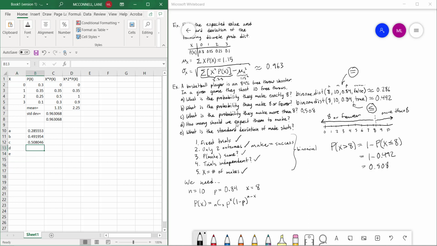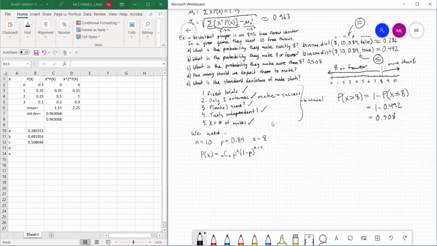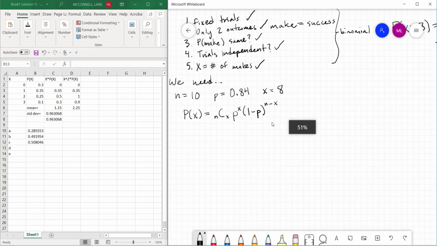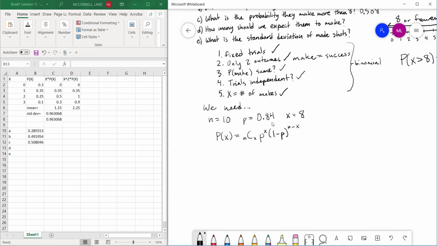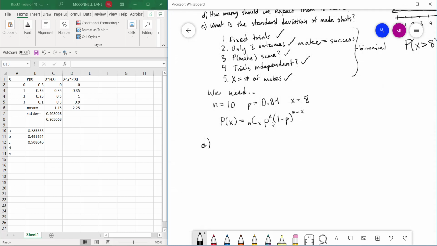Part D asks for how many shots should we expect this person to make? And these are answers that we don't need any special functionality in Excel for. We can do these on a basic calculator because we've recognized that this is a binomial distribution. If I want the expected value, which again I can use either of these symbols for, E of X or mu sub X, it's simply equal to n times p. And the idea is if this person makes 84% of their shots and they shoot 10 shots, then I just need to multiply 10 times 0.84, and I will get 8.4.